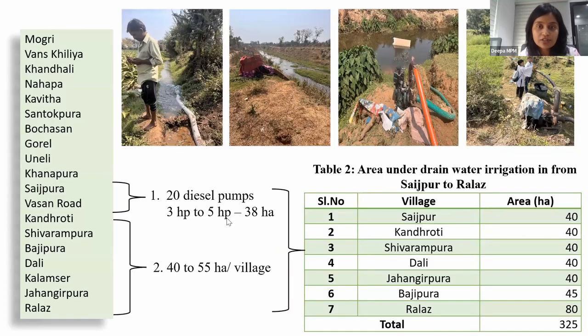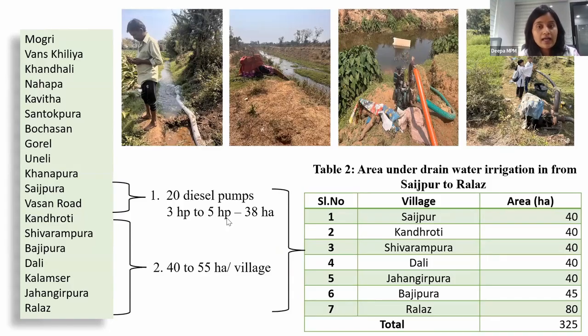I just wanted to depict how in the downstream area they are working hard to get this water from the drain, and how clean the water looks. And during my visit, in only two villages, I could find 20 diesel pumps of 3 to 5 HP covering an area of 38 hectares.